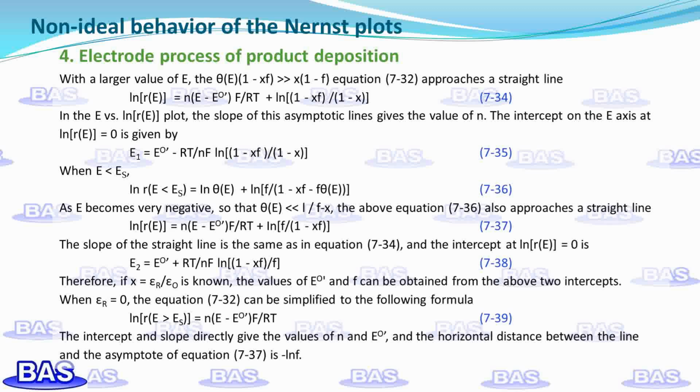When epsilon R equals 0, equation 7.32 can be simplified as expressed in equation 7.39. The intercept and slope directly give the values of formal potential and number of electrons, and the horizontal distance between the line and the asymptote of equation 7.37 is minus ln of F.